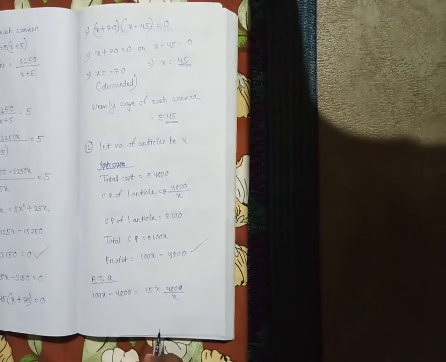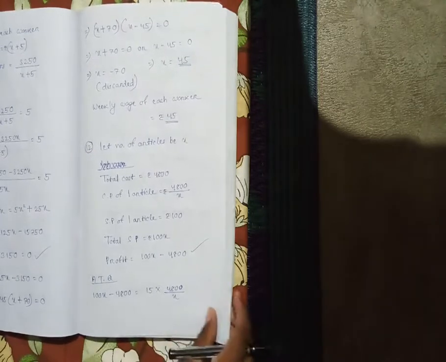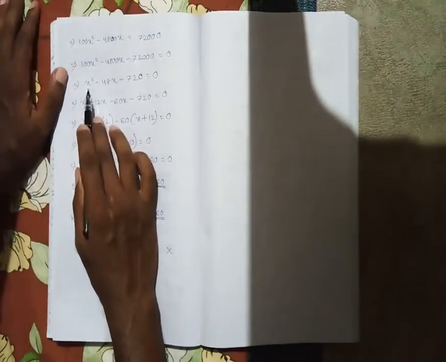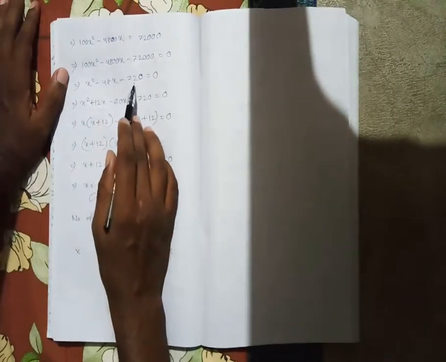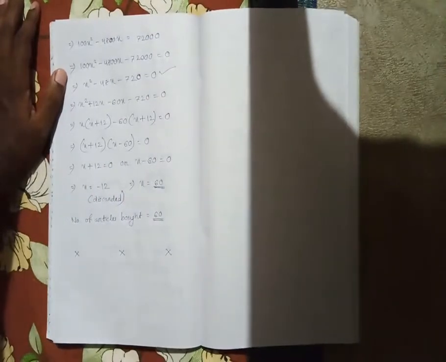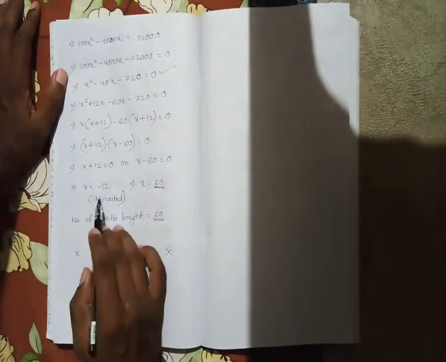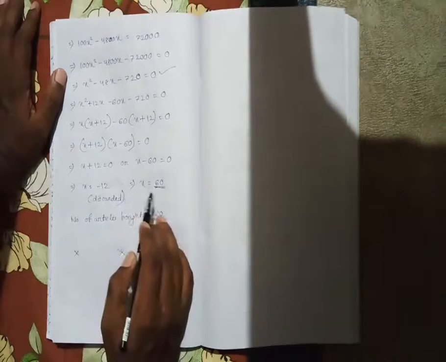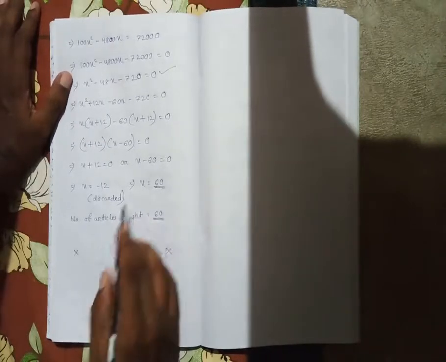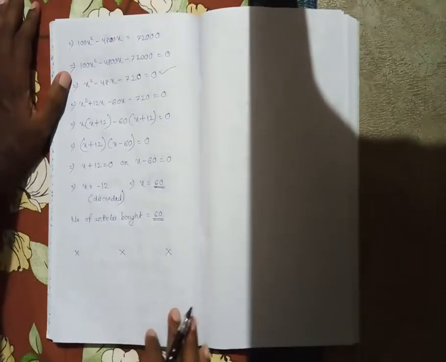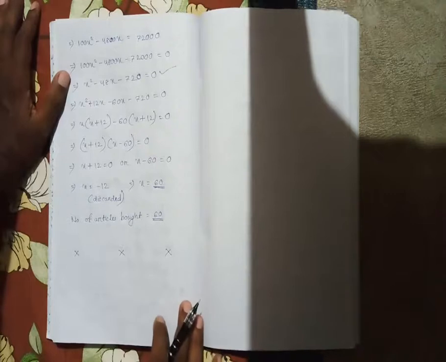Now on simplifying, we will get a quadratic equation which is x square minus 48x minus 720 is equal to 0. This is the quadratic equation to be solved. On solving this, you will get x is equal to minus 12, negative not possible, so discarded, and x is equal to 60, which can be accepted. So number of articles bought is equal to 60. So this is the answer, and this is the end of part 2.